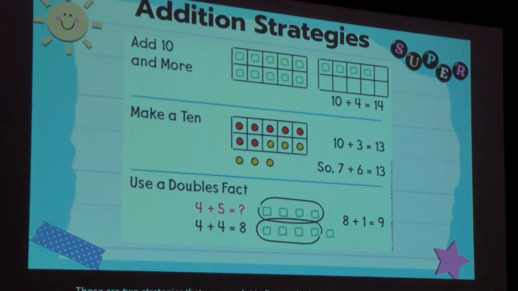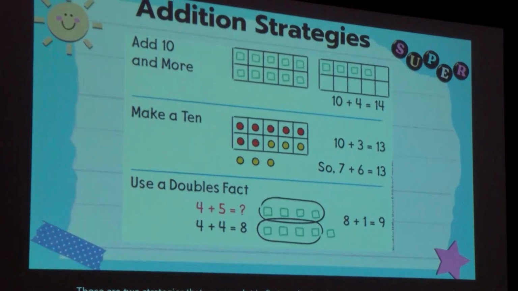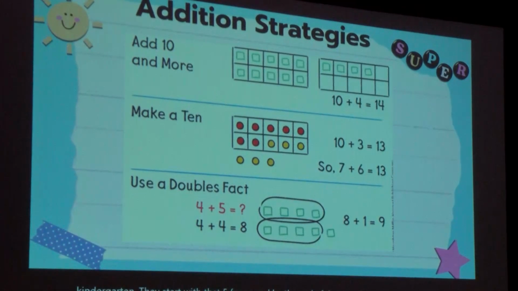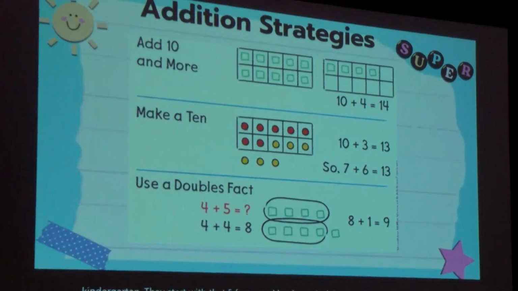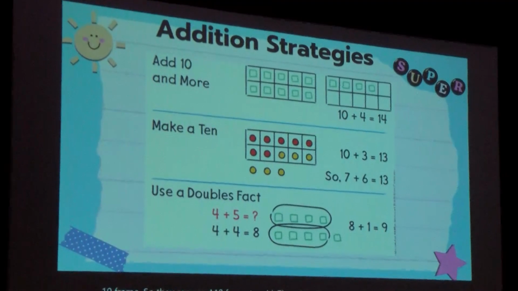Make 10 and add more, 10 frames. Our students use 10 frames every day. They use them in kindergarten. They start with that 5 frame, and by the end of the year, they will build on that 10 frame. So they can use a 10 frame to add. That gives them a concrete representation of what they're counting to add. A lot of students use a 10 frame just to make 10.